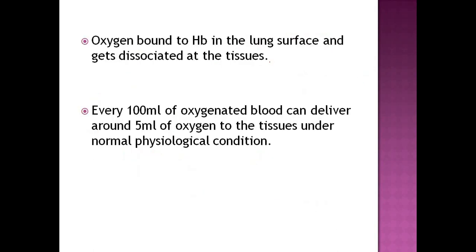The oxygen binds to hemoglobin in the lung surface and gets dissociated at tissues, because it is released from hemoglobin in the tissue surface and binds in the lung surface or alveolar surface. Every 100 ml of oxygenated blood can deliver around 5 ml of oxygen to the tissues under normal physiological condition.